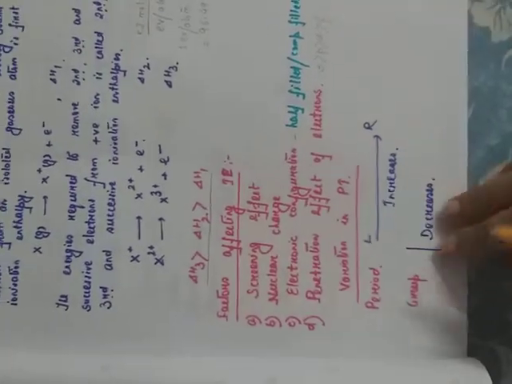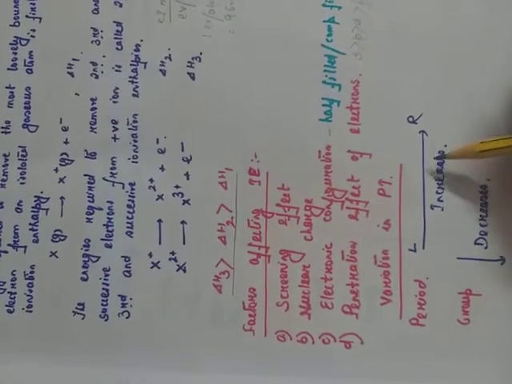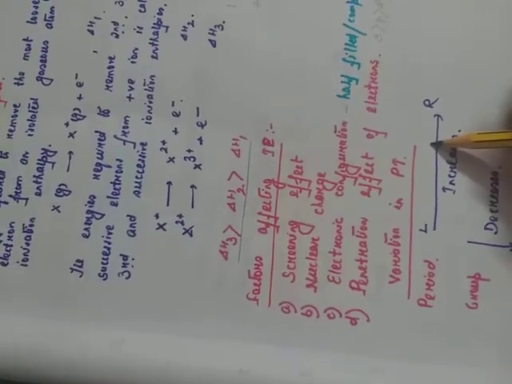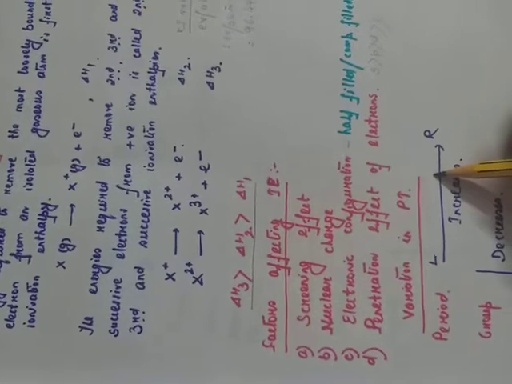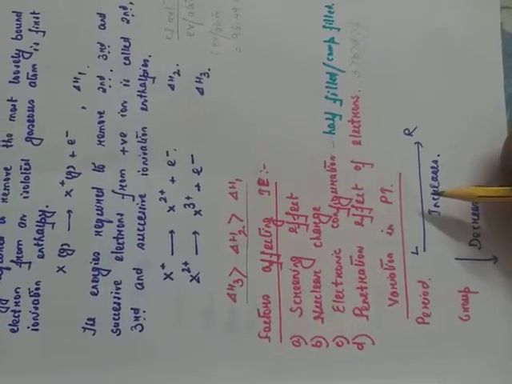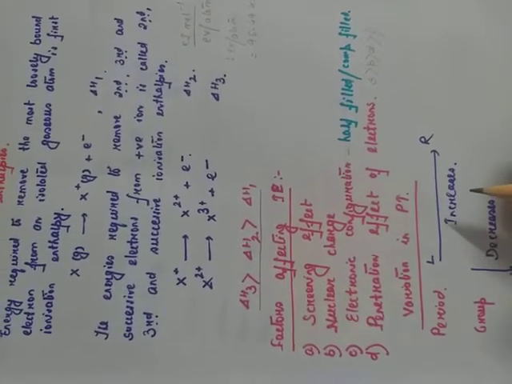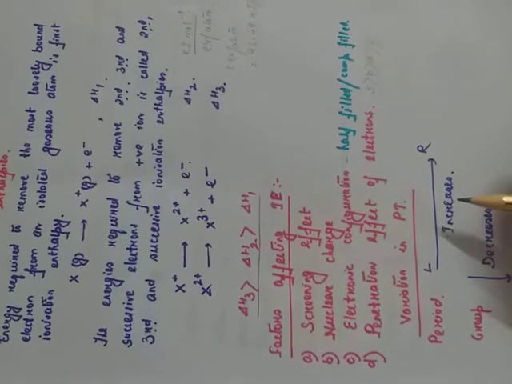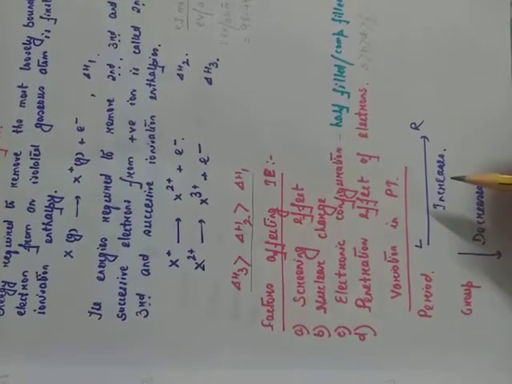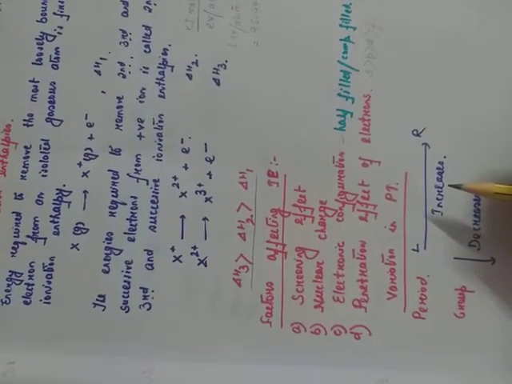Let's see its variation in the periodic table. In a period, as we move from left to right, the successive addition of one electron results in increased nuclear charge. But since the electrons are added to the orbitals of the same energy level, that is the same principal quantum number n, the shielding effect remains the same. And the shielding effect is not enough to compensate for the increased nuclear charge.